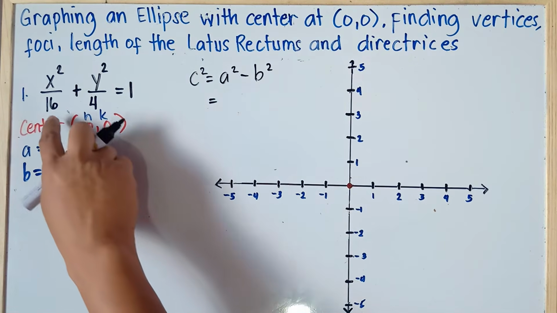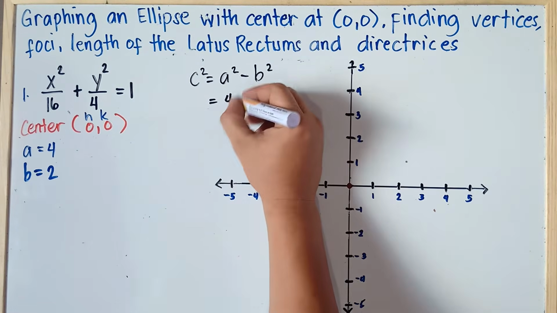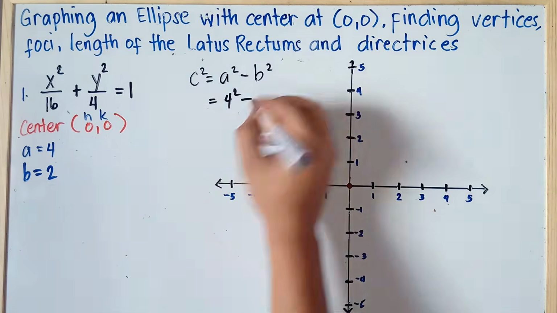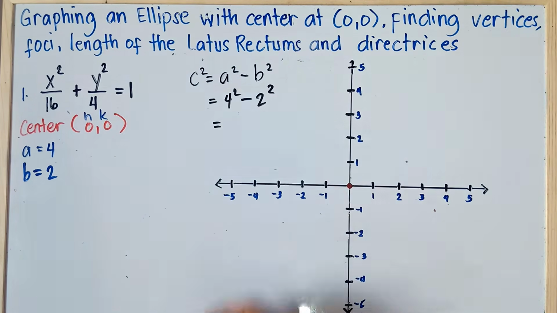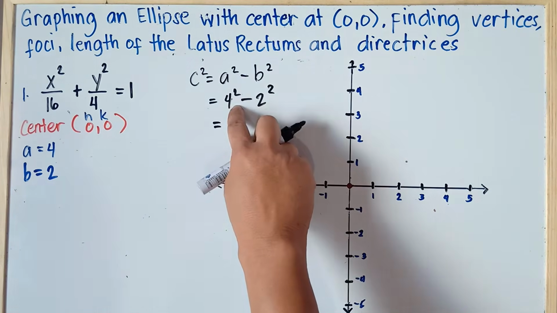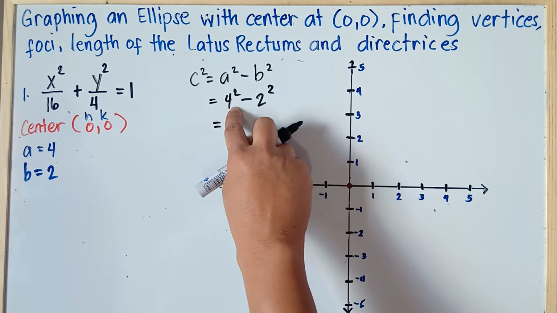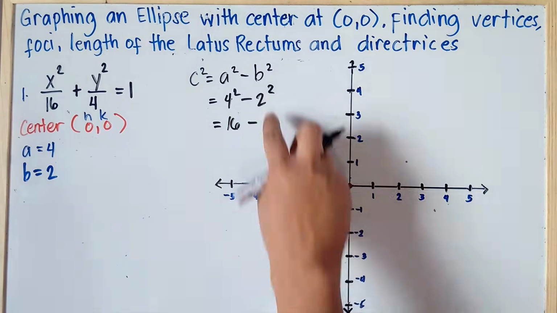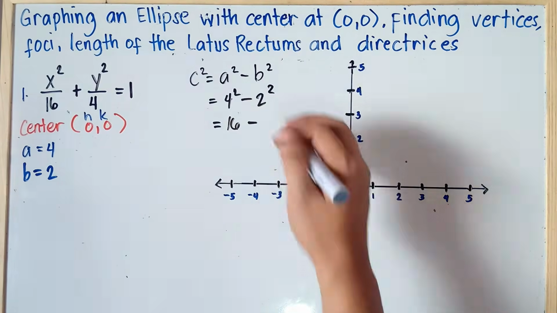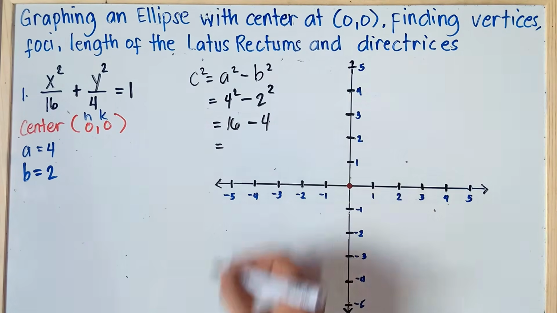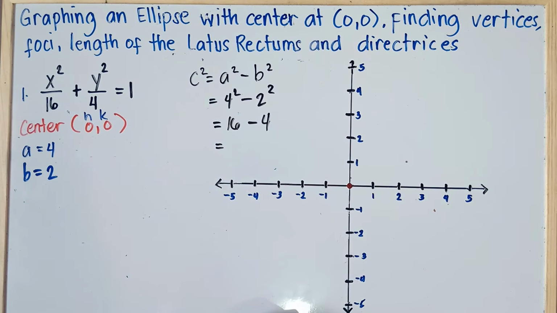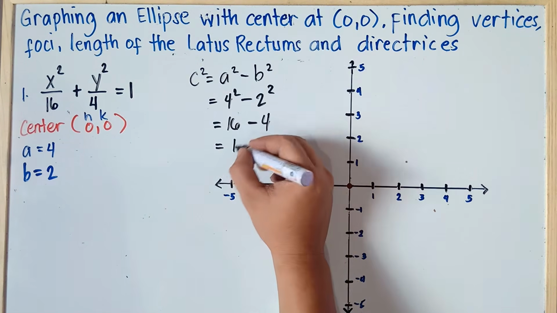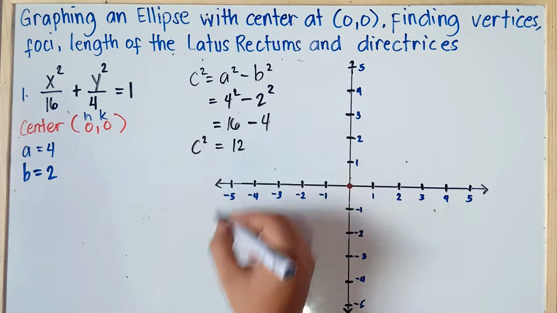Our a is 4, and our b is 2. So 4 squared minus 2 squared. 4 squared doesn't mean 4 times 2; it means 4 times 4, that is 16. Minus 2 squared, it means 2 times 2, that is 4. So 16 minus 4. What's the answer, class? That's correct, that is 12. So c squared is equal to 12.